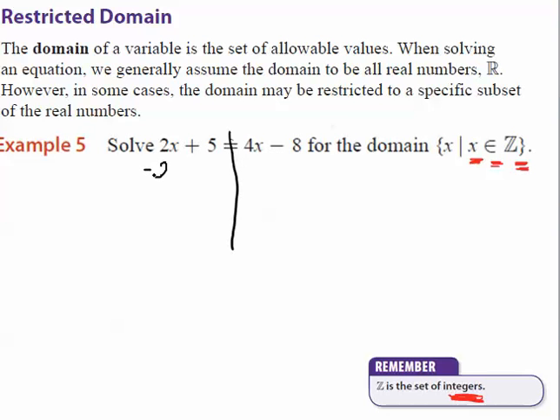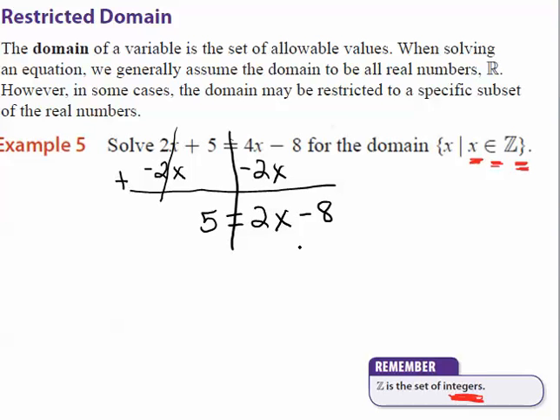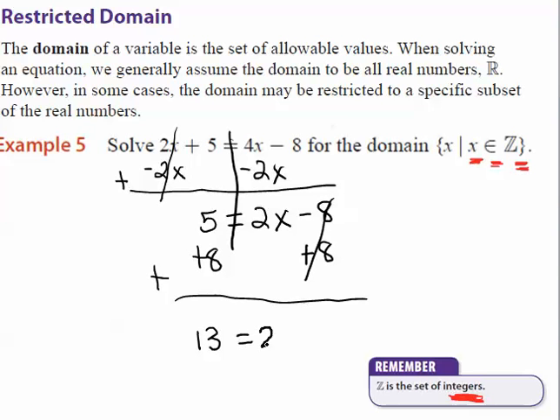So I'm going to take minus 2x away from each side because they're smaller. I'm going to add straight down. These go away and I get 5 equals 2x minus 8. Well, then I'm going to add 8 to each side and add straight down again. Add, and this gives me 13 equals 2x.